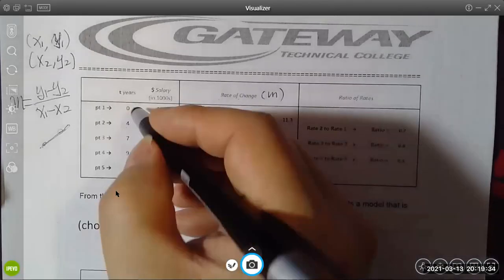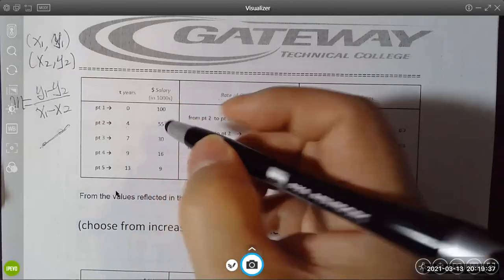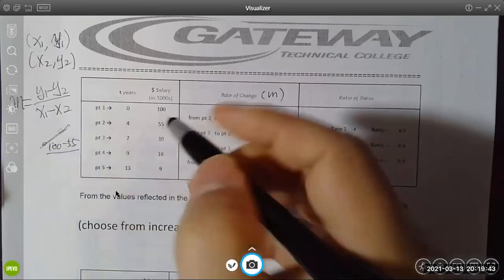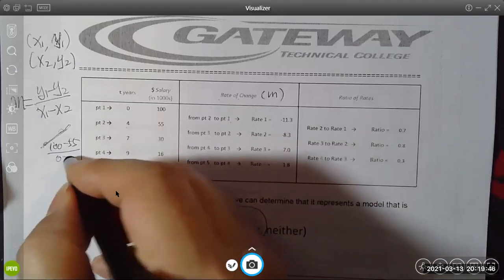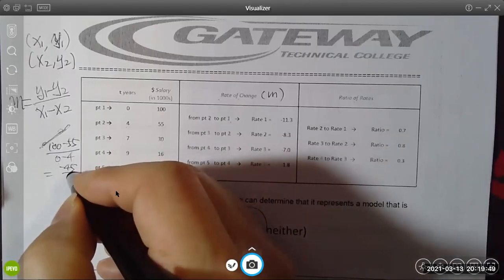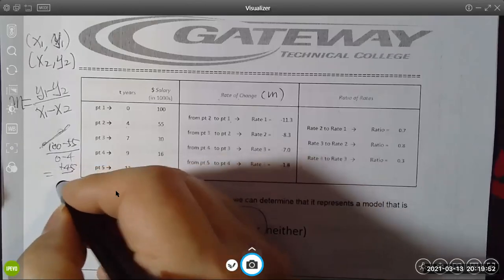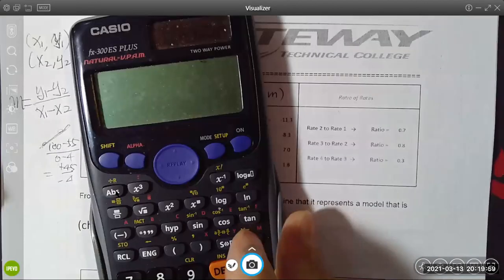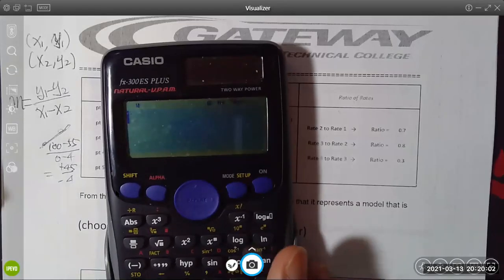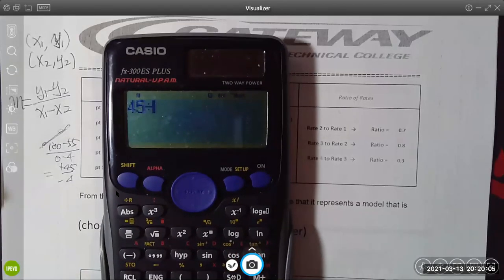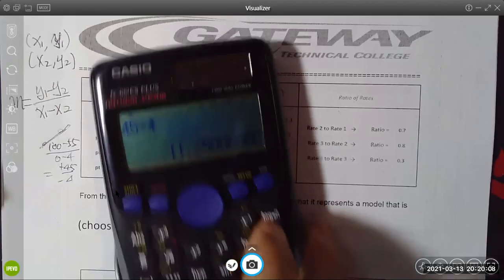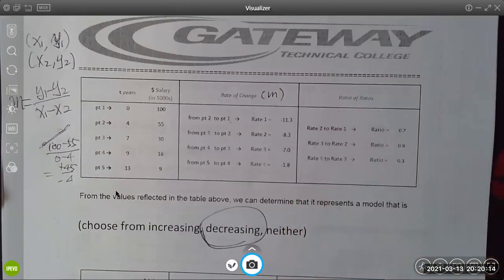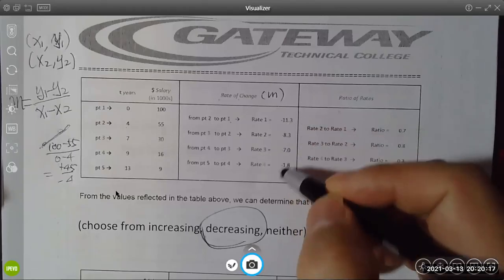So I just use the first number minus the second one, but you have to use y minus y. So 100 minus 55 over x, which is 0 minus 4. So basically it's 45 over negative 4. Positive divided by negative is still negative, so we don't have to input the negative sign because we already know the result is negative. So that's 45 divided by 4, 11.25. Apparently they rounded to the first decimal digit, negative 11.3. So that's how they calculate slope. Since the slope is negative, it's decreasing.